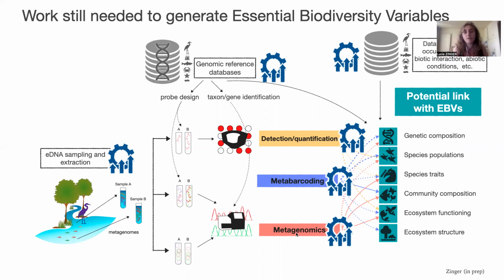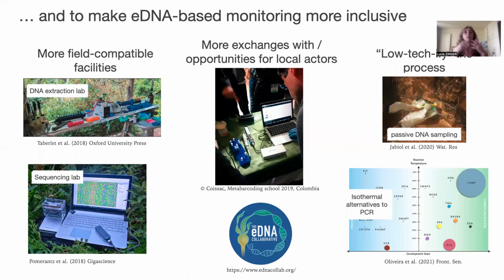And last but not least, besides this development, eDNA techniques remain quite expensive for tropical countries. So we really need to make some development to make these techniques more inclusive. This can be done by developing field-compatible facilities, so no need for labs. This can be done by increasing the exchanges and the funding opportunities for local actors. And finally, this can be done by low-techifying the process of data production when using this kind of methodology. And we can discuss this later on if necessary.